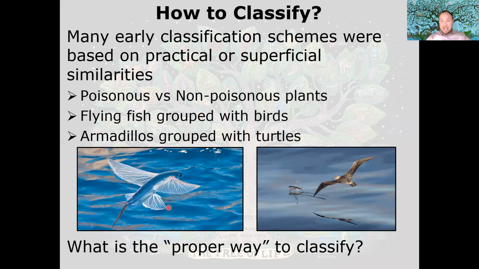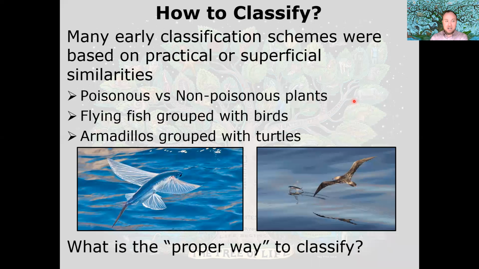How do we do that? How do we start with all of these various critters? How do we start making buckets for them? Well, a lot of early classification schemes were based on practical similarities, or very high-level superficial similarities, like how they're built, what they look like, how they function.